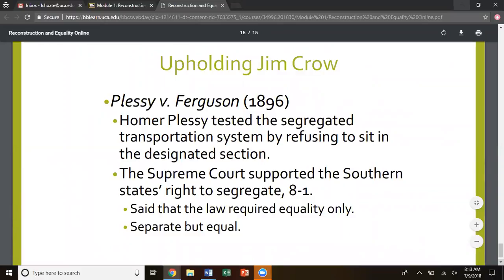Now, of course, we know that in the South there was no equality; it was separate and unequal. But this was a technicality that allowed the Supreme Court to let Southerners continue to do whatever they wanted to do in the South and not push the issue. And so this Plessy v. Ferguson decision will establish Jim Crow and segregation in the South until the 1960s. So it's a very momentous decision.